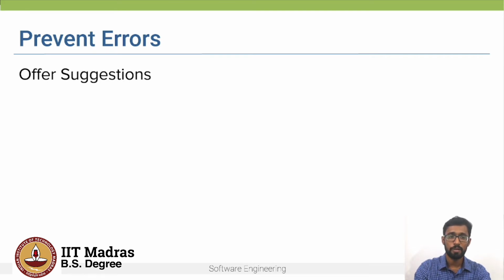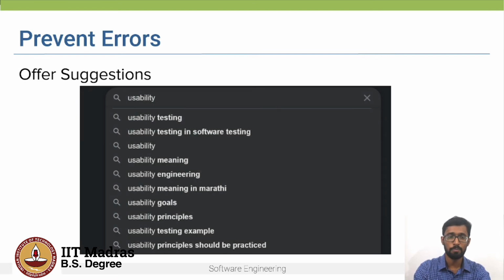Another way in which we can prevent errors is to offer suggestions. For example, I may really not know what to do, and the user interface can provide suggestions so that errors will be prevented later on. On the browser, I type usability and I'm really not sure what I'm looking for. But Google Auto Suggest provides me a list of options as we see here. And this is useful for me to choose the particular aspect of usability I am looking for.